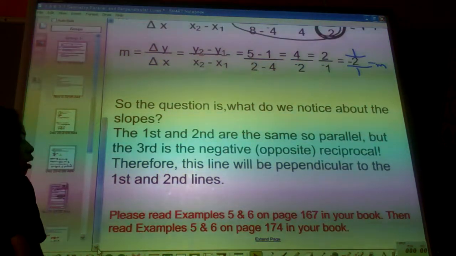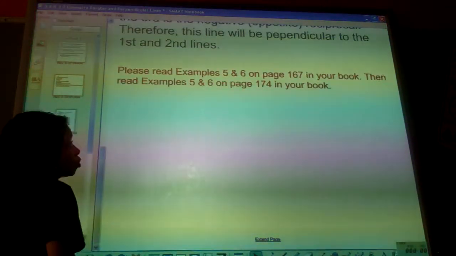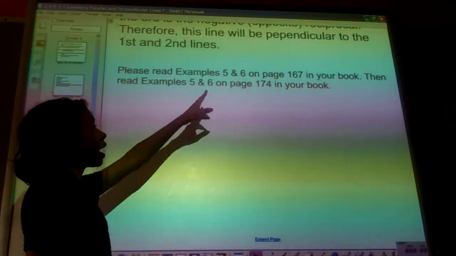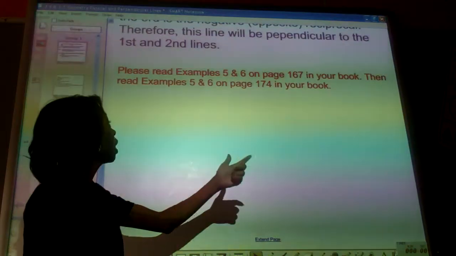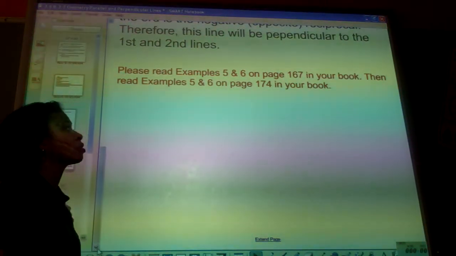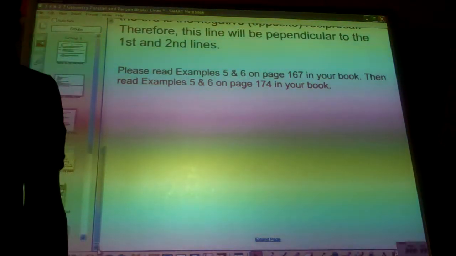Okay? What you need to do is make sure you read in your book examples 5 and 6 on page 167, because that is not covered on there. And then also read examples 5 and 6 on page 174.